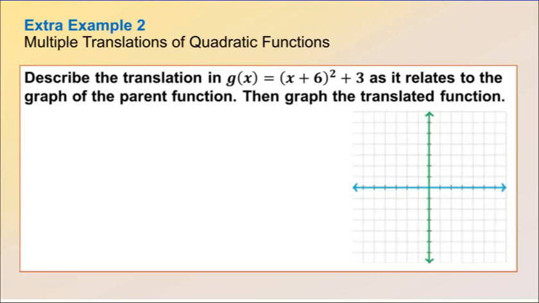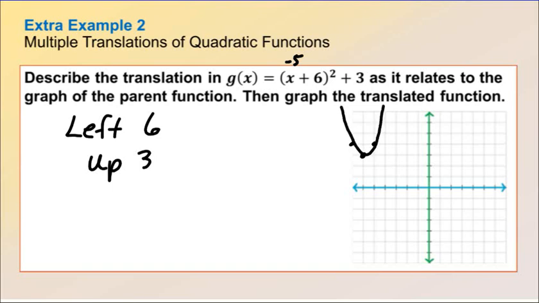Next, describe the translation here as it relates to the parent function, and then graph the translated function. This x plus 6 means I go left 6, and then plus 3 means going up 3. So if I were to graph this, I would have a point at negative 6, 3. That's where my vertex would be. And I would just choose a point. If I chose negative 5, negative 5 plus 6 is 1. 1 squared is 1, plus 3 is 4. So a point here and a point here, and my parabola would look like that.